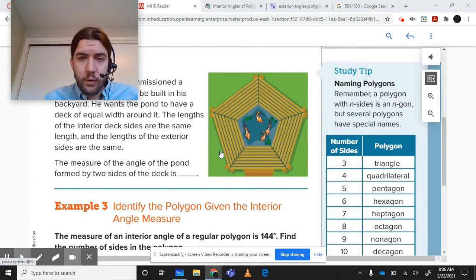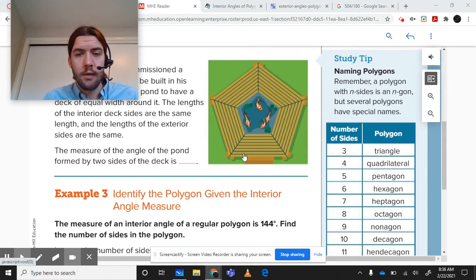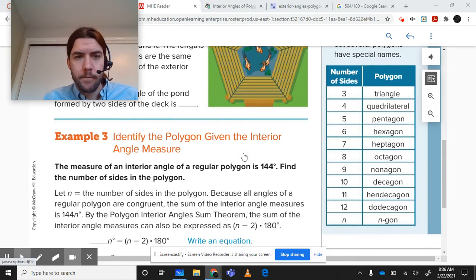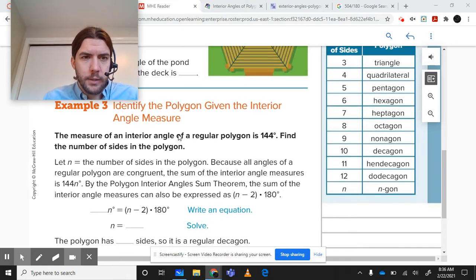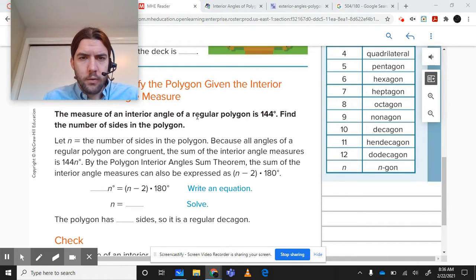And if we know how to figure out the sum of the interior angles given some shape, we should be able to find a shape given the sum of the angles. Okay, so in this one, that's what we're going to do. We're going to identify what polygon we have given the interior angle measurement. So the measure of an interior angle of a regular polygon is 144 degrees. Find the number of sides in that polygon.